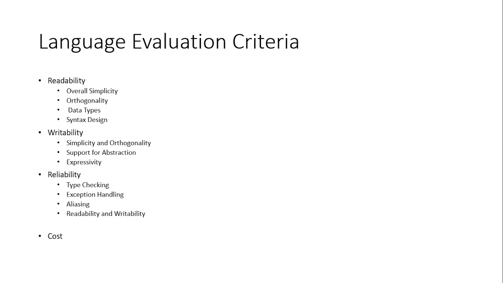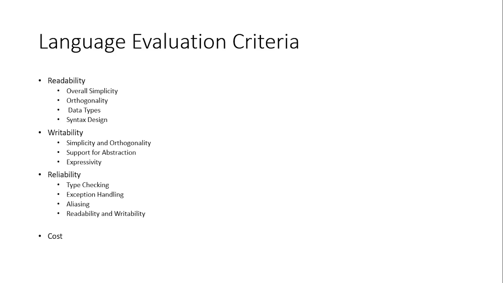The next subsections describe the characteristics that contribute to the readability of a programming language. The first subsection is about overall simplicity. The overall simplicity of a programming language strongly affects its readability. What we usually tell is, we should write the code in a very simple manner.